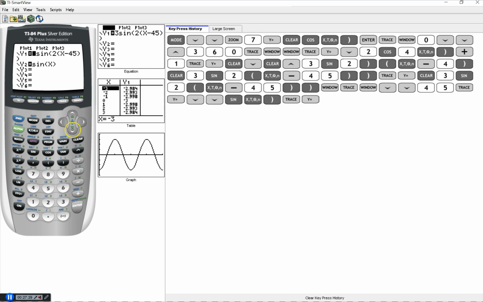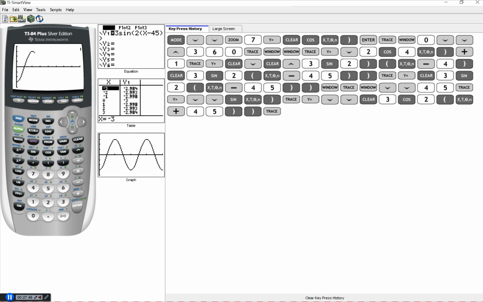So we've got lots going on here. I'm just going to get rid of the sine function and put in the 3 cos of 2x plus 45. So plus 45 is telling me that I'm going the opposite direction. It's a shift to the left instead of a shift to the right. So that's my first function, our sine function that we already did. And now here's my cosine function.